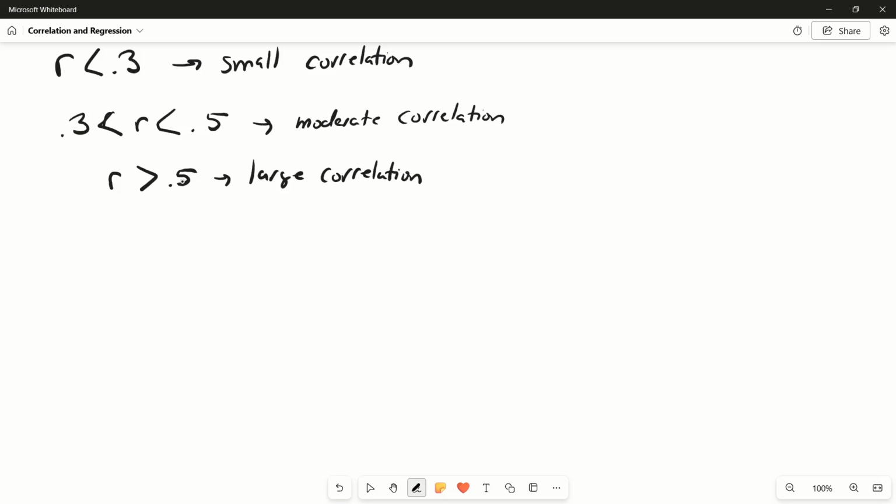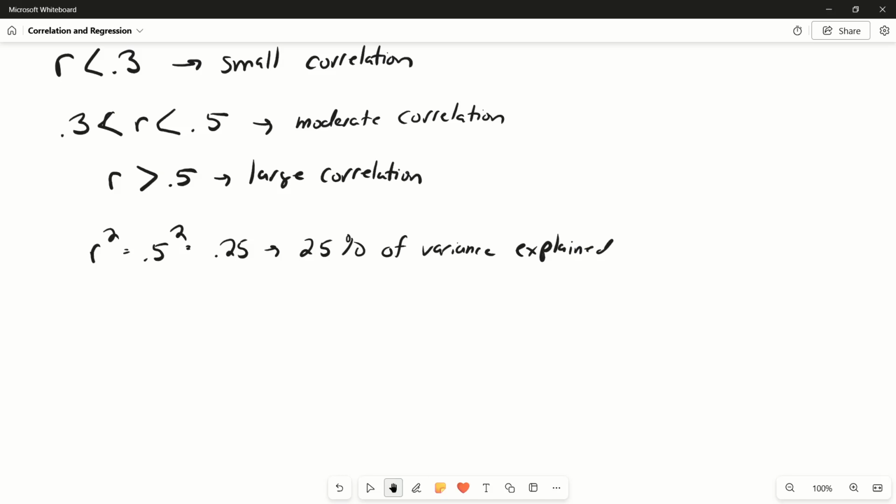Now, just think about 0.5. 0.5 squared is 0.25. That only explains 25% of the variance. That means 75% of the variance is still not explained, and that's a lot of variance not explained. But I'd still be thrilled with this. If I can explain 25% of the variance, I think that's pretty good for psychology, personally.